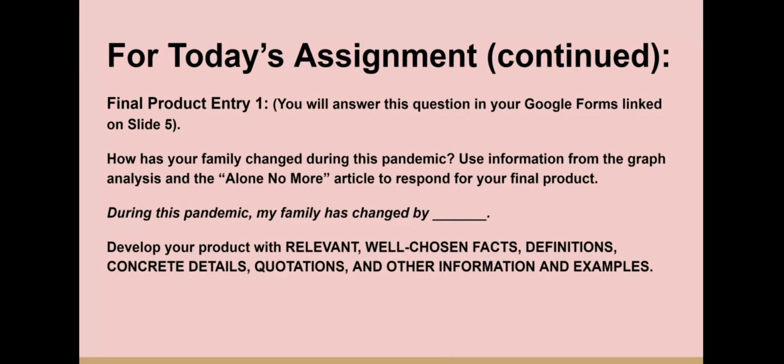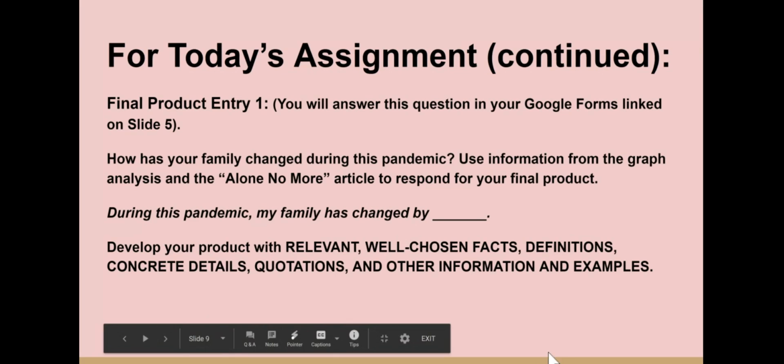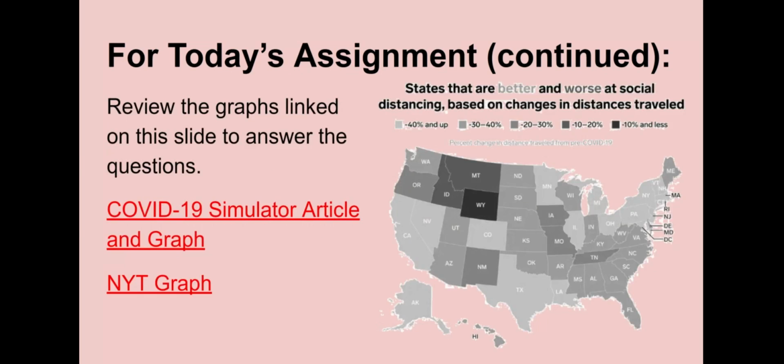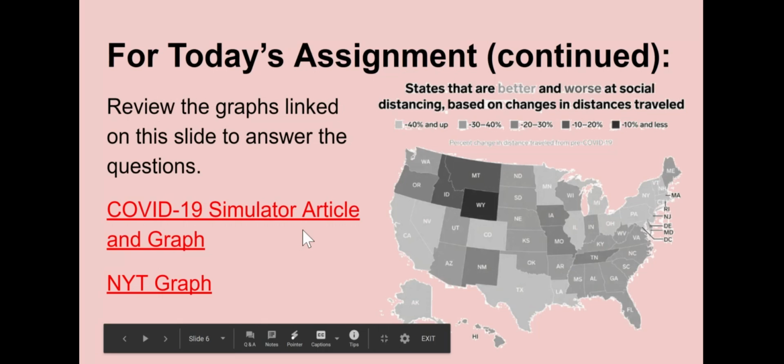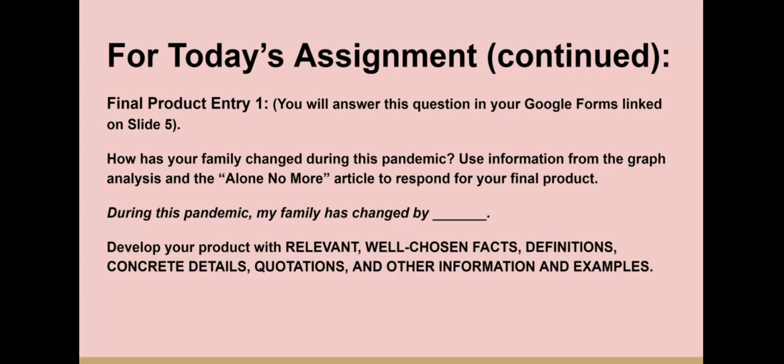And then if we go to the next slide, this is the last slide for today. When you get to the final product entry slide of that day, this is assigned to you that it's the last slide for the day, okay? So for today's assignment, you will answer this question in your Google form linked on slide 5. We are on slide 9 right now. So to go back to slide 5, you would just push the back arrow to slide 5, and then here's the Google form. Now, if you do the Google form here, you will have already answered this question, so just bear with me here, okay?